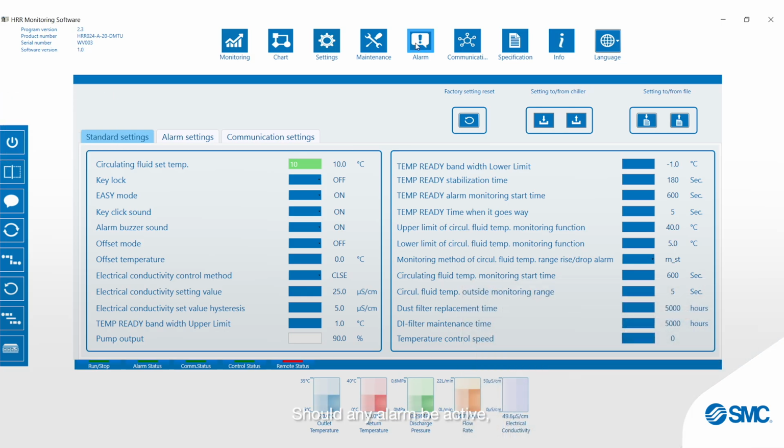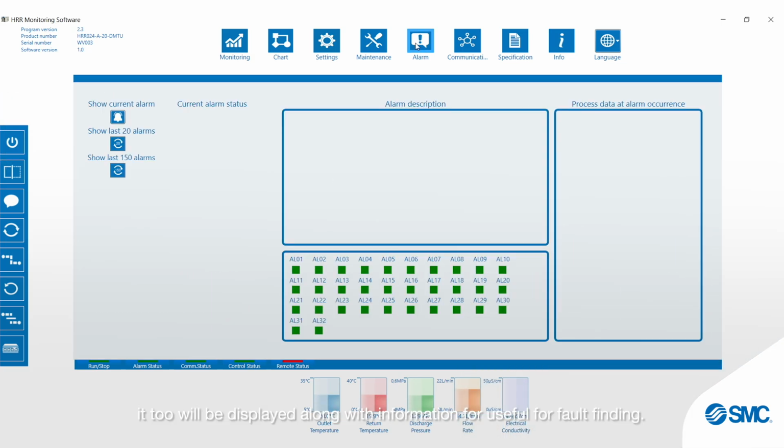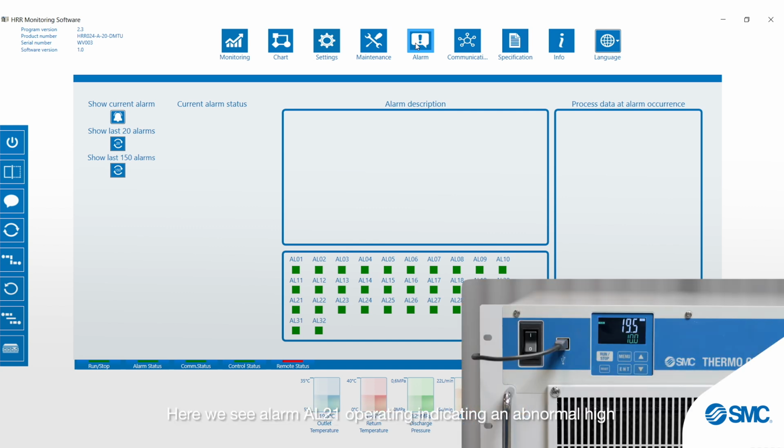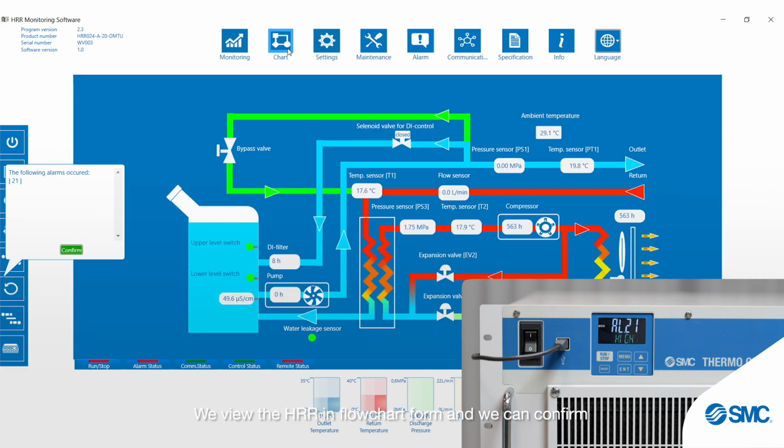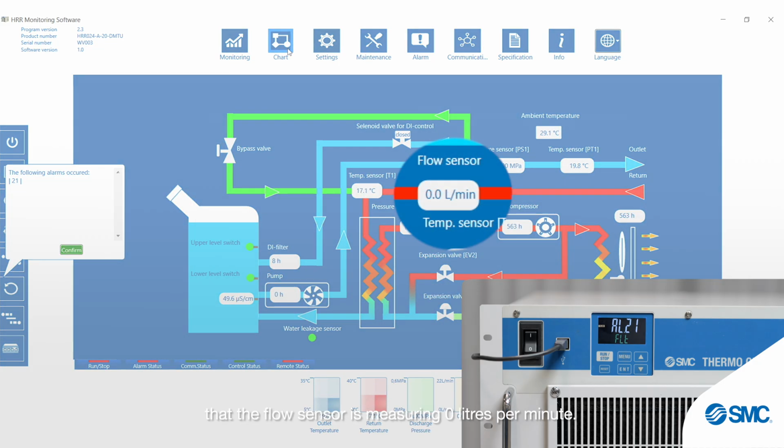Should any alarm be active, it too will be displayed along with information useful for fault finding. Here we see alarm AL21 operating, indicating an abnormal high circulating liquid discharge pressure fault has been detected. The HRR operation is stopped. We view the HRR in flowchart form and we can confirm that the flow sensor is measuring 0 liters per minute.